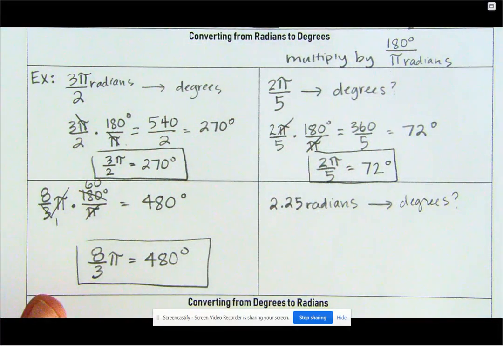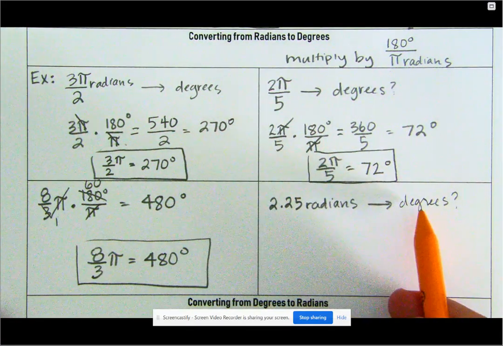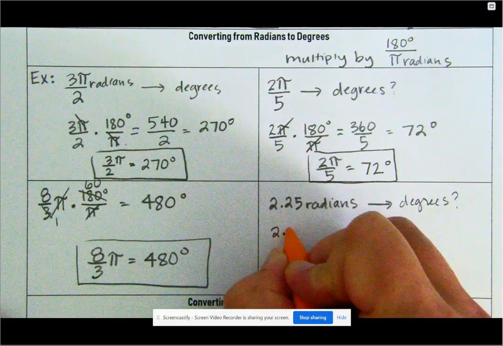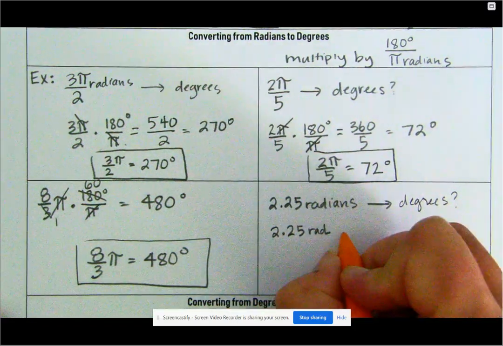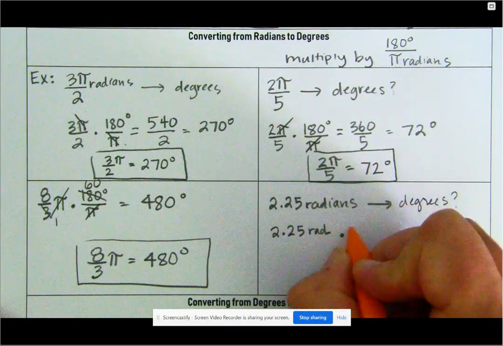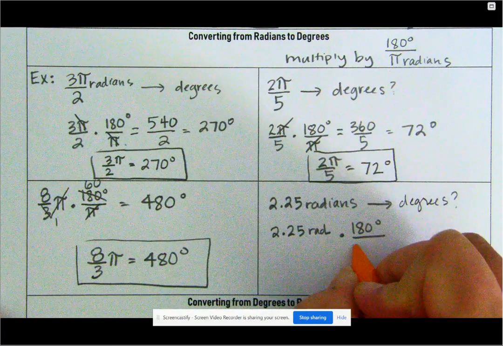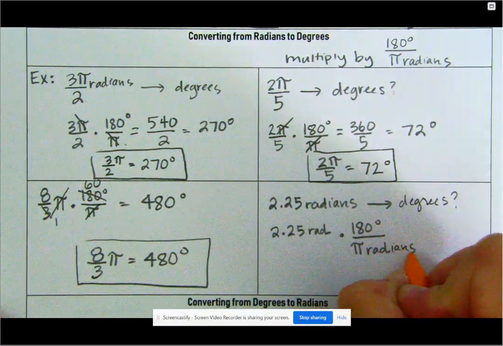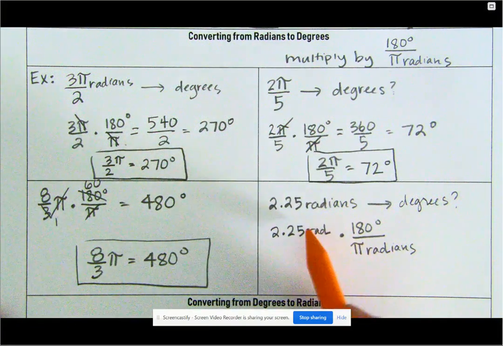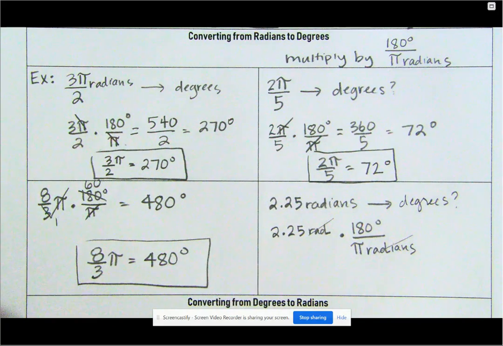So we're going to do the same thing here. We want to end in degrees, so we're still going to take 2.25 radians. I'll just write radians. And we're going to multiply it by the conversion factor. There's 180 degrees in every pi radians. Okay. Now, the word radian canceled out. That's just the unit. The conversion factors work that way. It helps you know what to multiply or divide by.